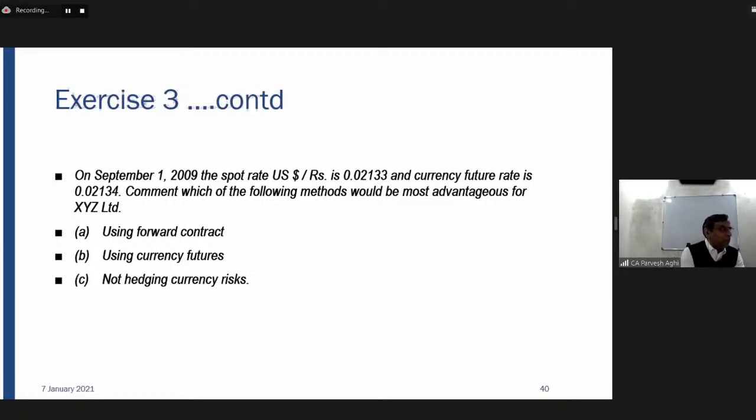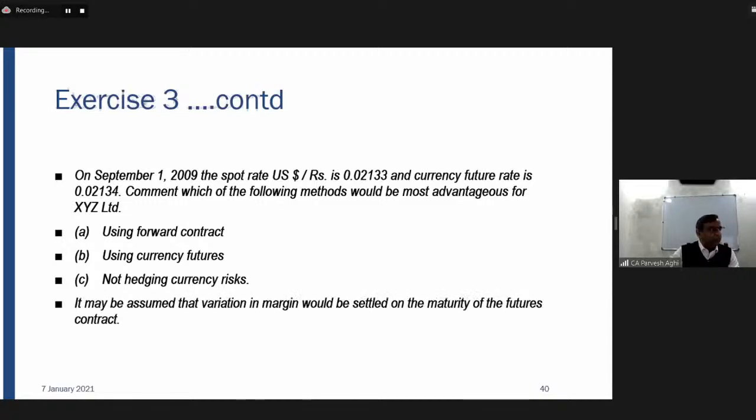So he has got three options: either to go for a forward contract, or he can use the information which is available, go to the stock exchange and use the currency futures hedging technique, or he can just leave his exposure unhedged. So these are the three options available to him. It may be assumed that the variation in margin would be settled on maturity of the futures contract. So that's why you pay the margin, and that gets settled only at the time when the contract is squared up, or finally you close the contract.